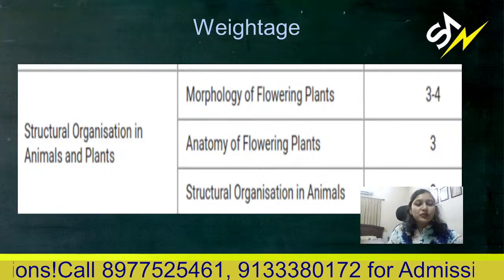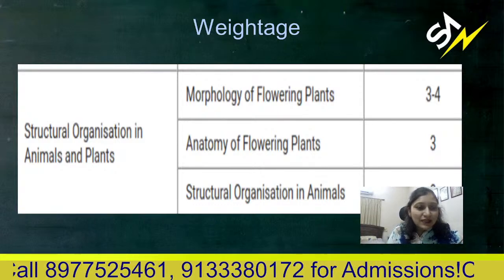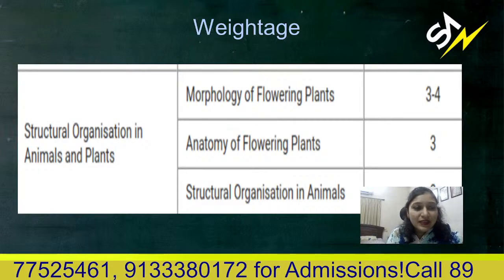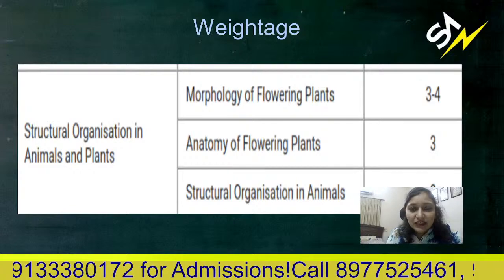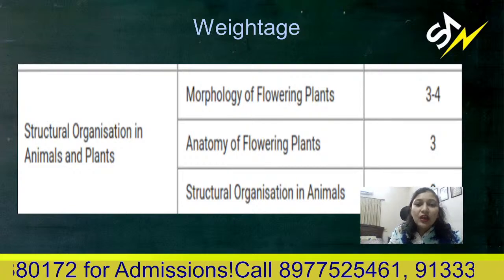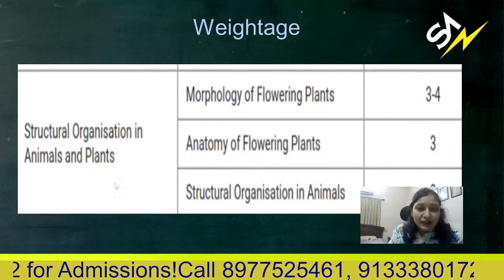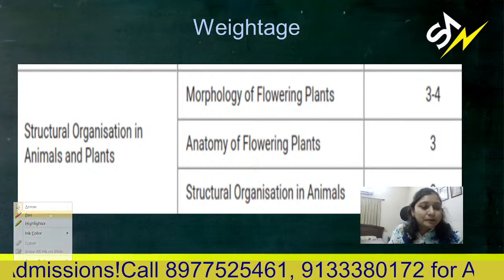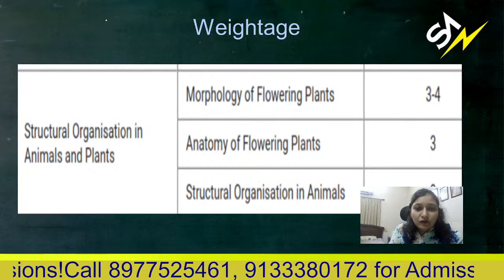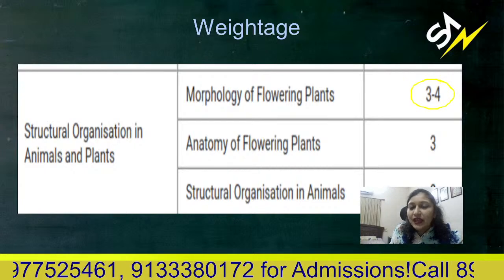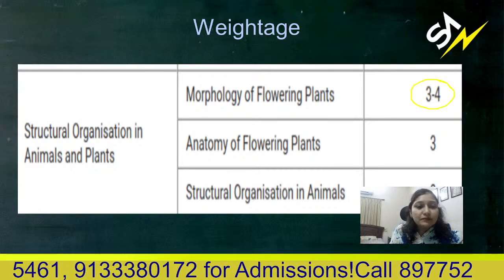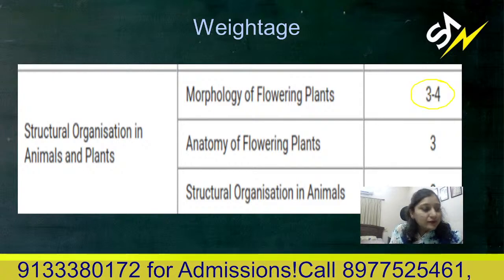Now we are moving towards the morphology of flowering plants. Structural organization in animals and plants, in that, about plants we are discussing right now. In that there is morphology of flowering plants and anatomy of flowering plants. Morphology we are going to discuss today, and it will give you 3 to 4 questions, that means around 12 to 16 marks.